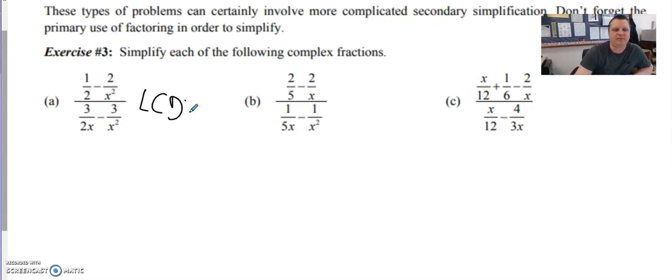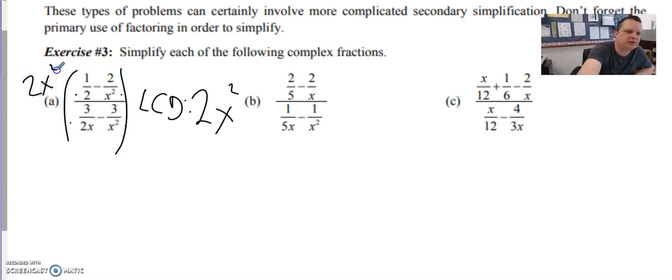So my LCD of the minor fractions, you have a 2x squared, 2x, and x squared. So the leading coefficient is your 2. Then the x's. The most I have is x squared, so I have to have x squared. Multiply everything by 2x squared. Remember, your goal is to get rid of the multiple fractions. You just want to make a single fraction that you're used to seeing. So 2 goes into itself once, and into the 2x squared, you're left with an x squared. So I have an x squared.